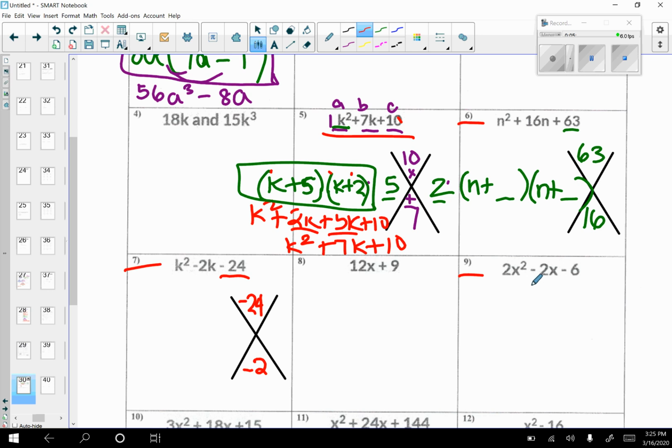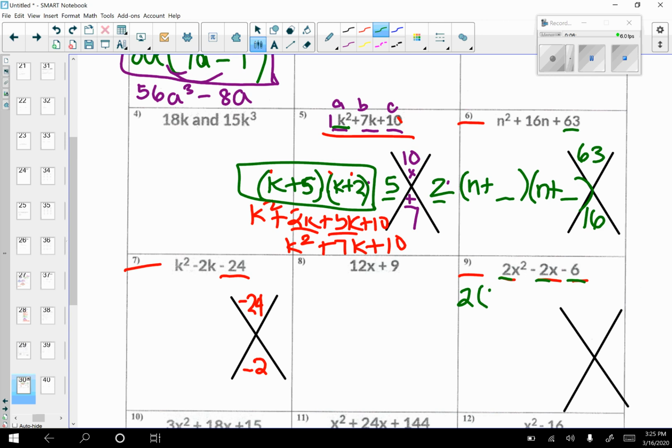Why are we talking about number 9, Miss Cullen? Because my A is not 1 here, which means I most likely have a GCF. And if we look at this, I do have a GCF. You should be able to recognize right away, what can I take out of all of these? I can take out a 2 out of all of these. So before you do your X method, right away, you have to take out that GCF. Your A needs to be 1. So I'm going to take out my 2.